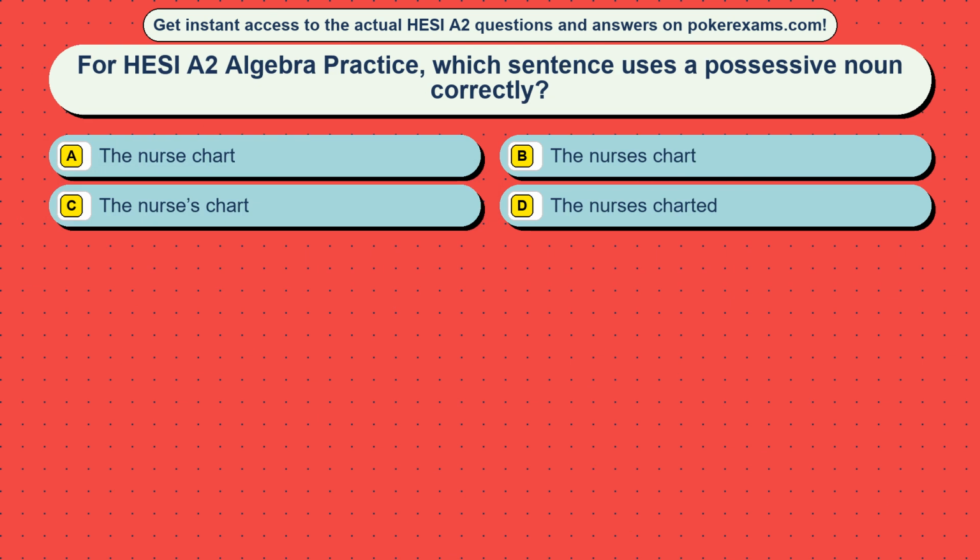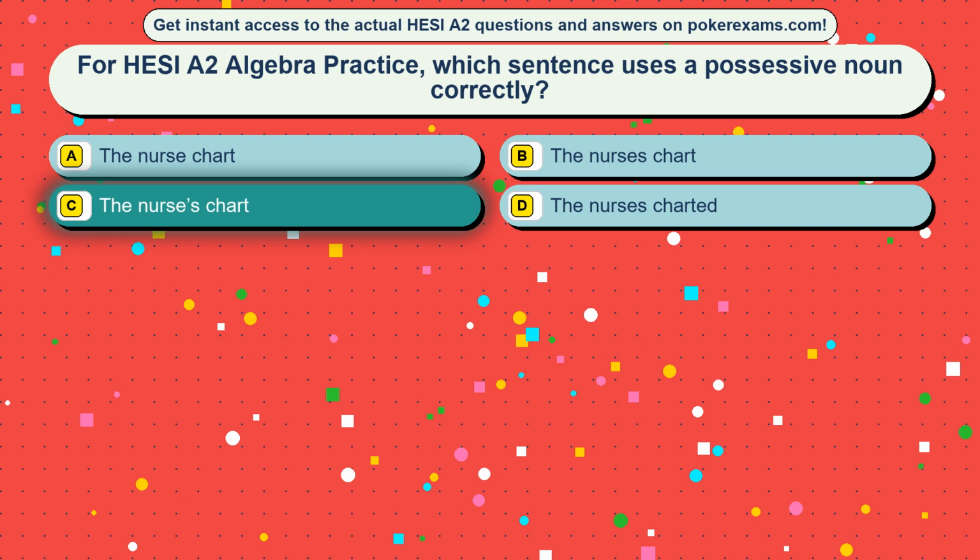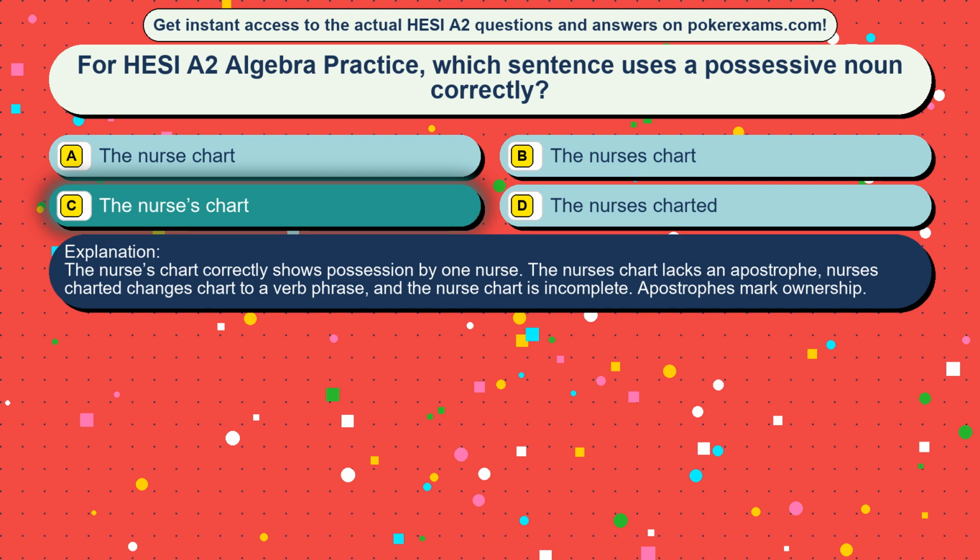Question 12. For HESI A2 algebra practice, which sentence uses a possessive noun correctly? Option A, the nurse chart. Option B, the nurses chart. Option C, the nurse's chart. Option D, the nurse's charted. The correct answer is option C, the nurse's chart. The nurse's chart correctly shows possession by one nurse. The nurses chart lacks an apostrophe. Nurse's charted changes chart to a verb phrase, and the nurse chart is incomplete. Apostrophes mark ownership.